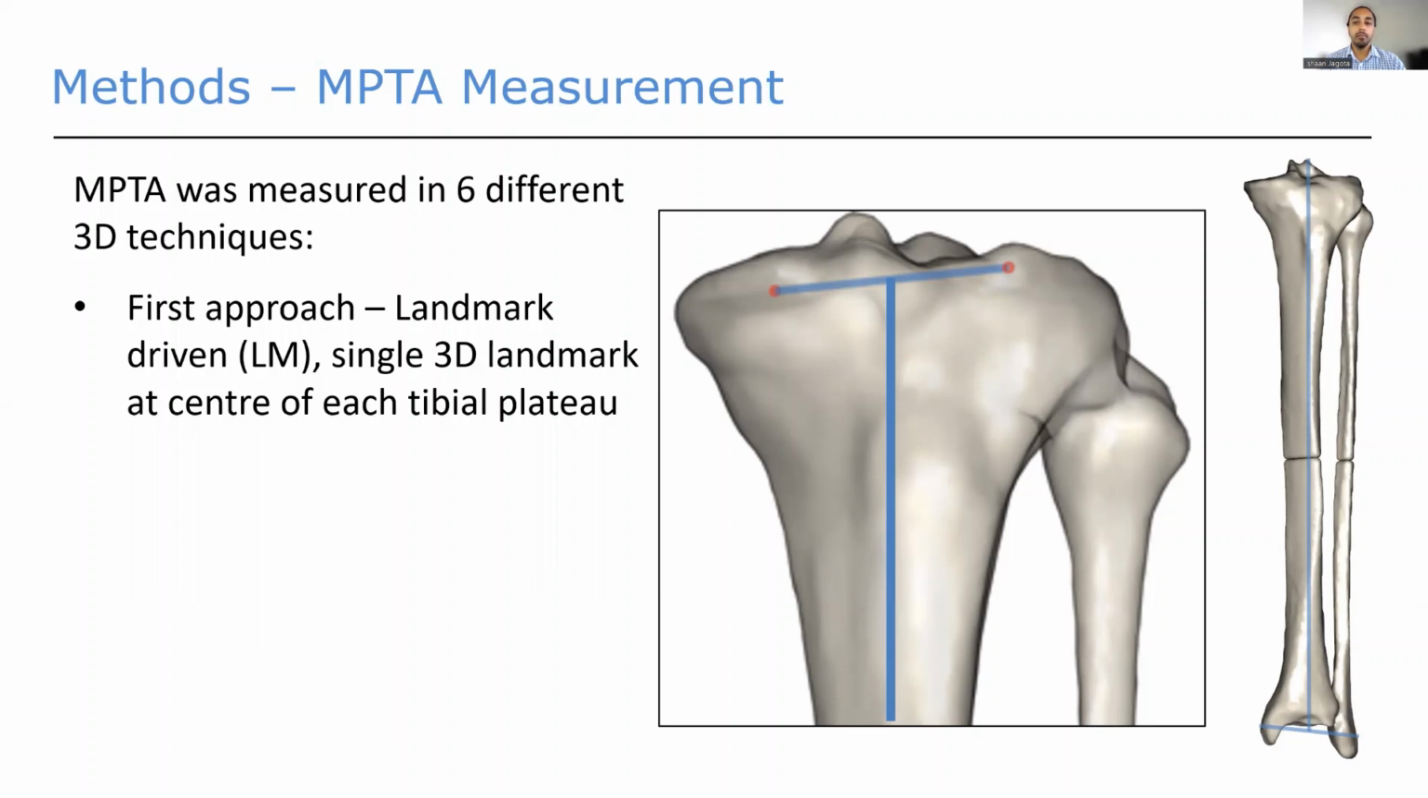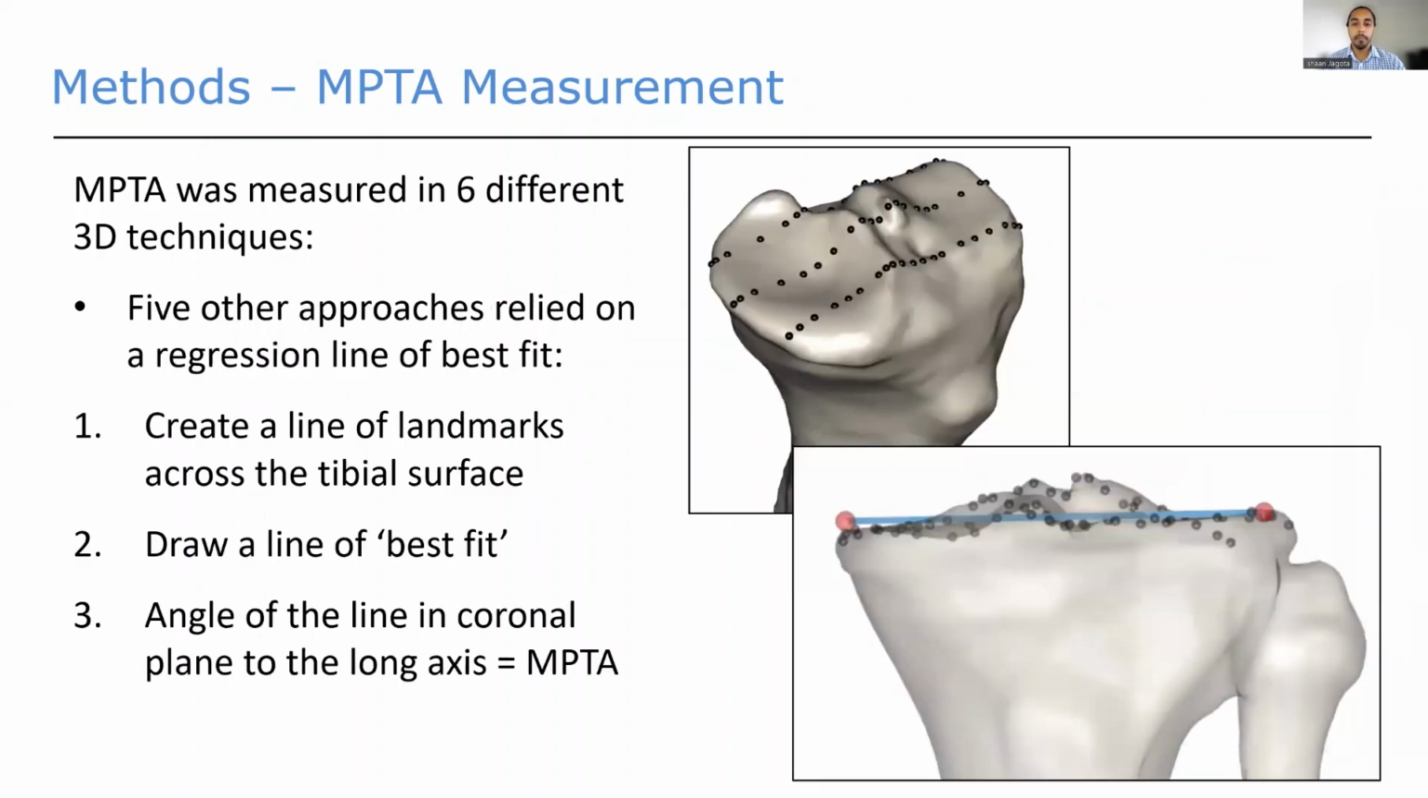For all approaches, the MPTA was defined as the angle between the tibial mechanical axis and the proximal tibial joint line. However, the differentiating factor was how the proximal tibial joint line was defined and measured. The first approach defined this as the line joining the 2 3D landmarks, one at the center of each tibial well, medial and lateral. These landmarks were identified by engineers.